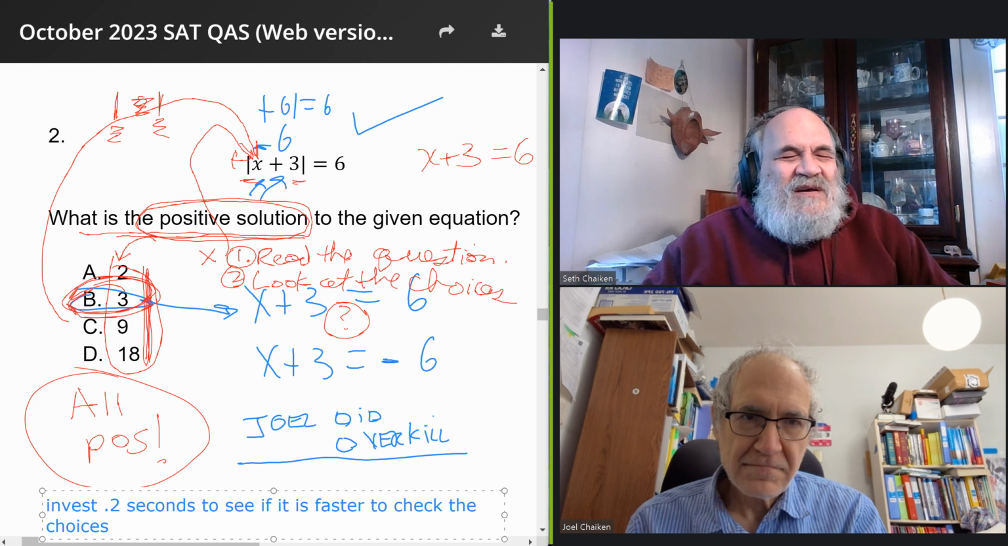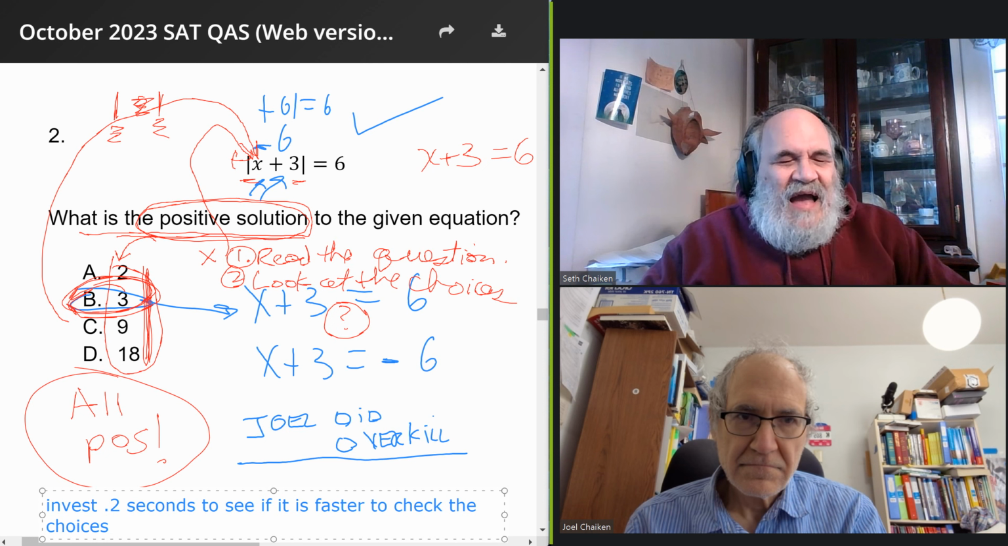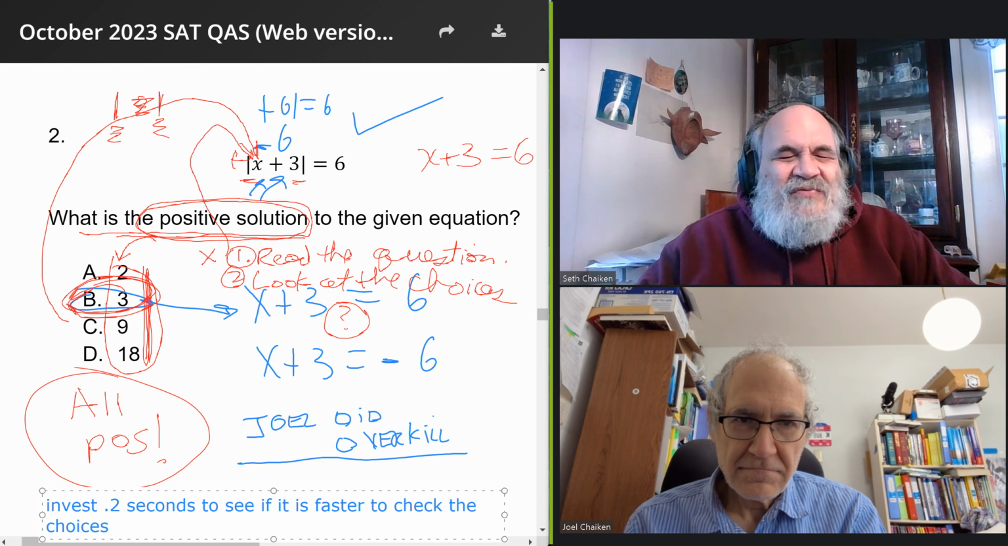The main idea is, in one sentence, in one phrase, solution to an equation with the absolute value function.